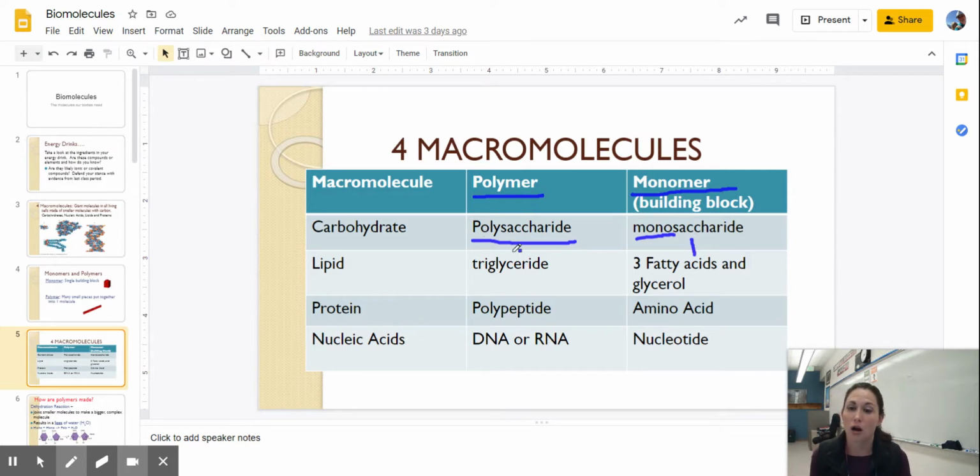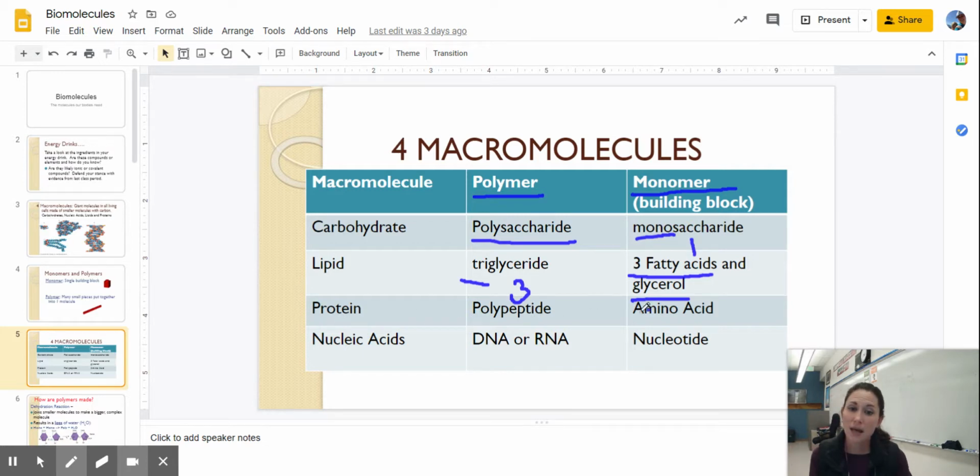The polymer for carbohydrate is a polysaccharide, and the word saccharide means sugar, and the word poly means many. So many sugars put together is going to be the polymer of carbohydrate. Lipids have a monomer and a polymer as well. For lipids, we can consider each individual fatty acid or a glycerol the monomer of lipid, and when we put them all together to make the polymer, we get a triglyceride, which is a 3-chain fat, and that comes from the 3 fatty acids, and we'll look at some pictures of those.